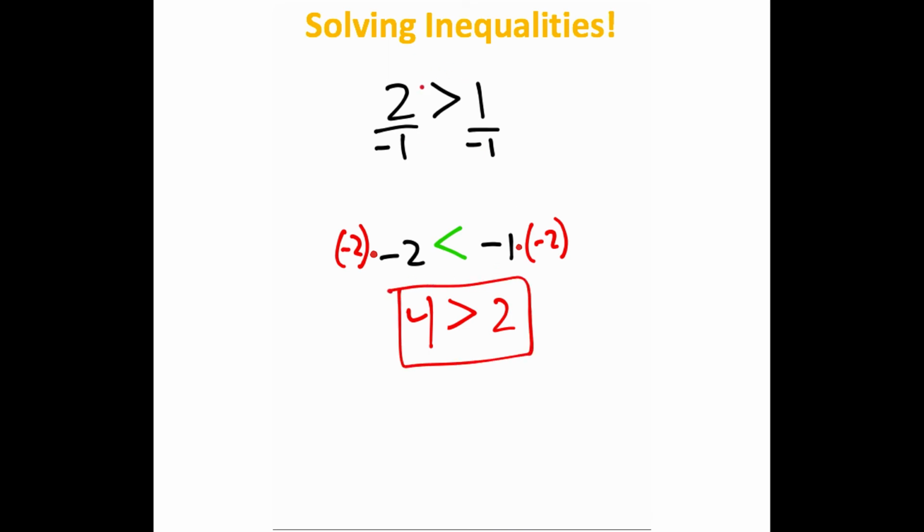And if you add and subtract or do anything else, or even if you multiply or divide by a positive number, you'll notice that it won't actually impact the inequality. But if you divide or multiply by a negative number, it will impact the inequality, which is why you have to flip it.